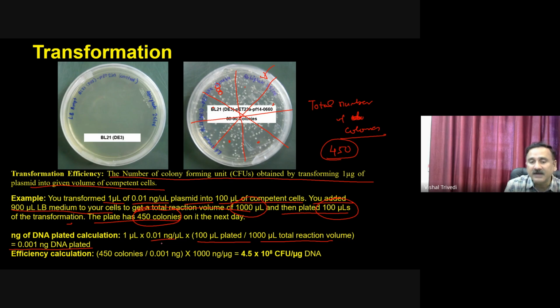So from 1 microgram, how many colonies? That you calculate. Then the transformation efficiency is 4.5 times 10 to the power 8 colony forming units per microgram of DNA. This is called the transformation efficiency, which means if I transform 1 microgram of DNA, I will get this many colonies. And that transformation efficiency is a criterion to decide whether the competent cells are good or bad.